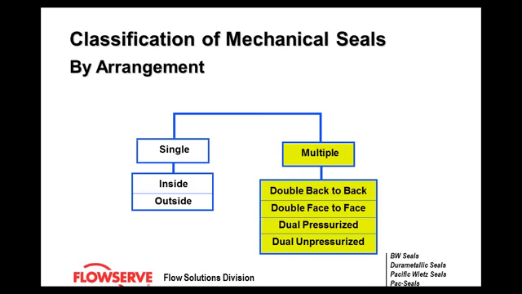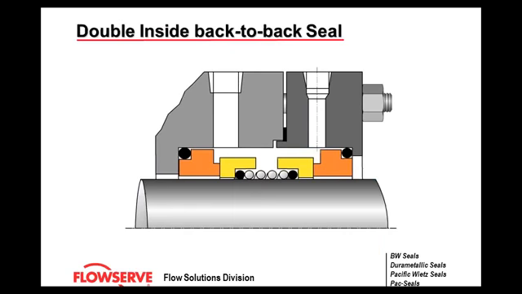Now we'll talk a little bit about multiple seals. Dual seals. These are both pressurized and unpressurized in the different orientations of back-to-back and face-to-face. Here's an inside back-to-back seal.